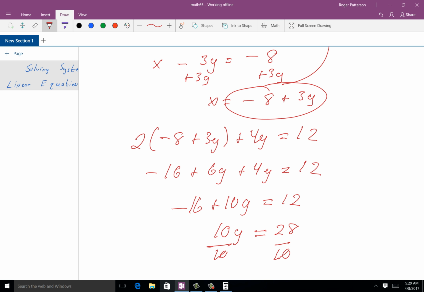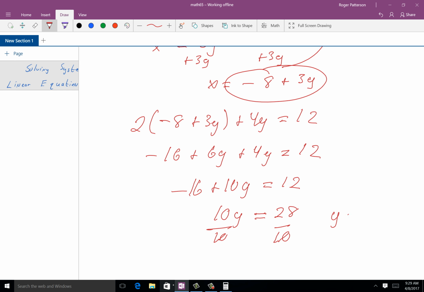So that's just kind of a right or wrong thing. 2.8, does that sound right? Yeah, good, okay. And again, we're feeling pretty good because we got this far. But again, we need a point, so we got to substitute or plug that back in to this equation up here.